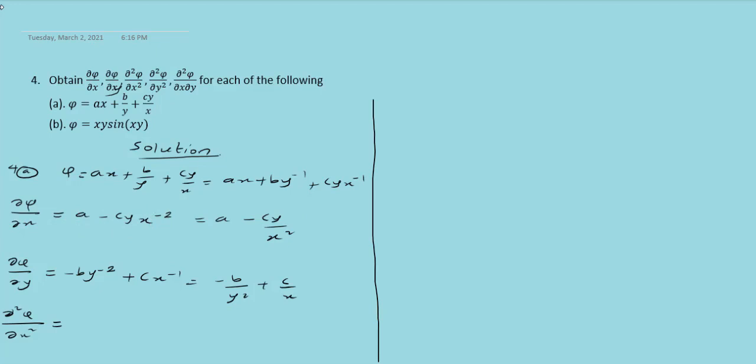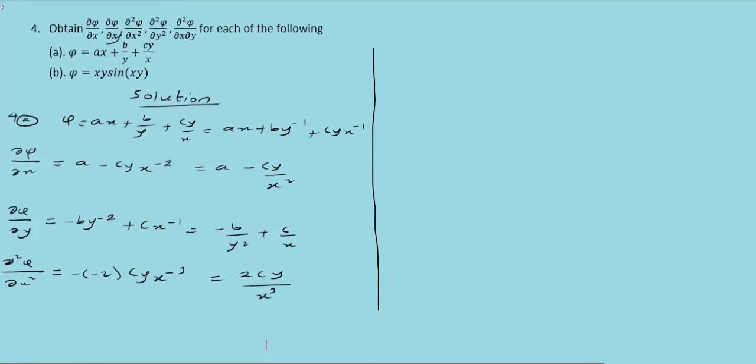Differentiate this one, it will become minus 2 cys raised to the power of minus 3. So this one will give me 2 cy all over s cube. That is the answer for that question. Now, I'm not done.